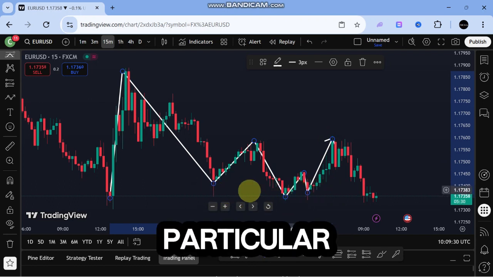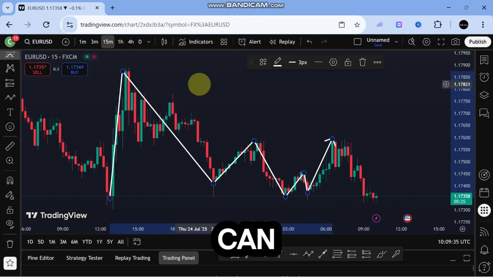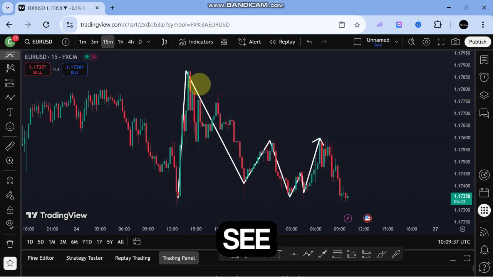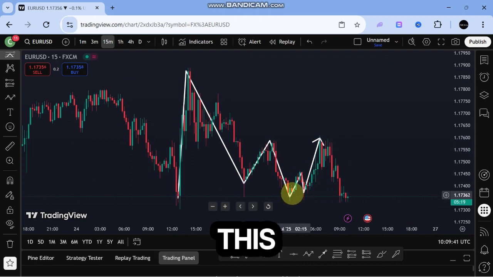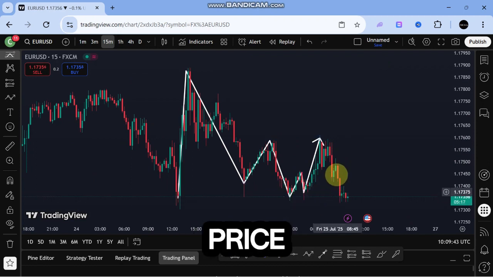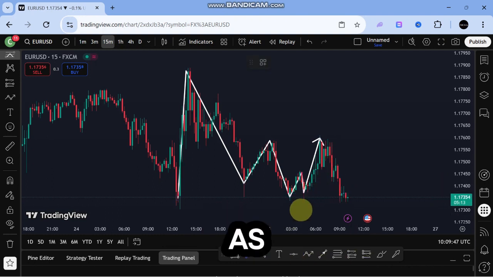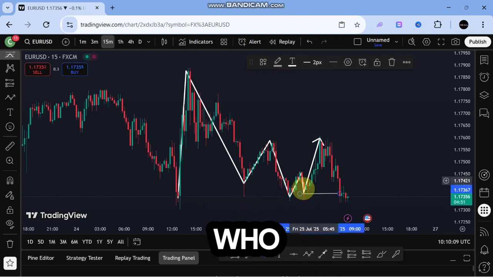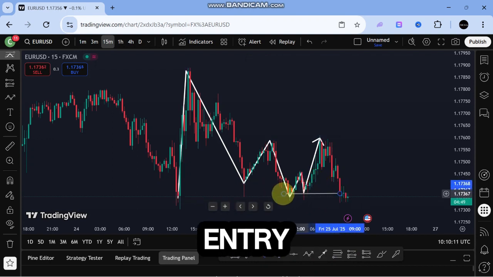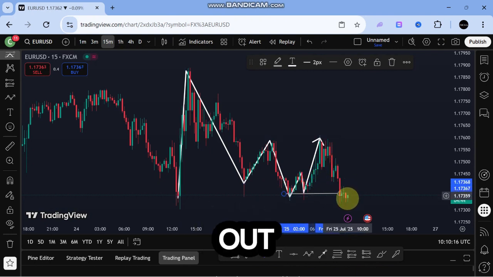This particular place looks like a support zone that most people will like to enter, because you can see below right here there are equal lows. What is price currently doing? Price has broken and pushed down below this particular place. For most traders who saw this place and put their entry here, as you can see, price would have taken them out.